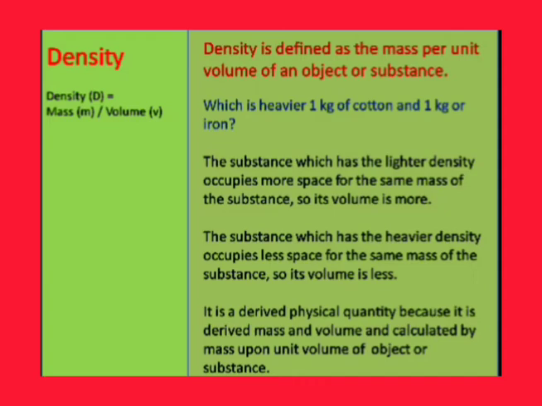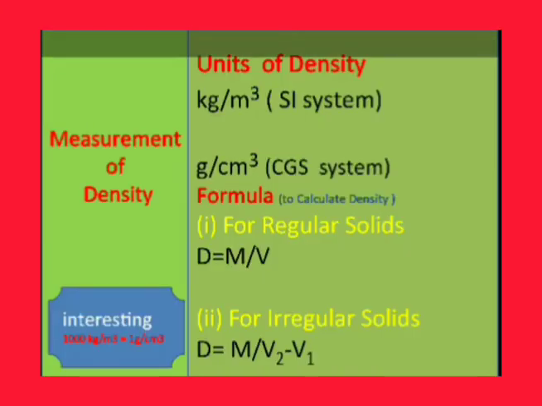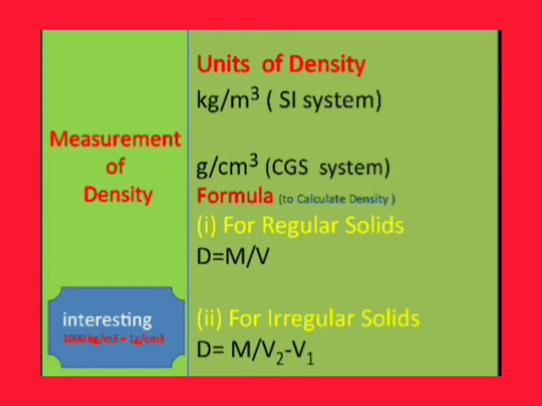The substance which has the lower density occupies more space for the same mass of the substance, so its volume is more. Similarly, the substance which has the higher density occupies less space for the same mass of the substance, so volume is less. Definitely, density is a derived quantity because it is derived from mass and volume. And the formula we use for the calculation of density is density is equal to mass upon volume. The unit in SI system is kg per meter cube, and in CGS system it is gram per centimeter cube.